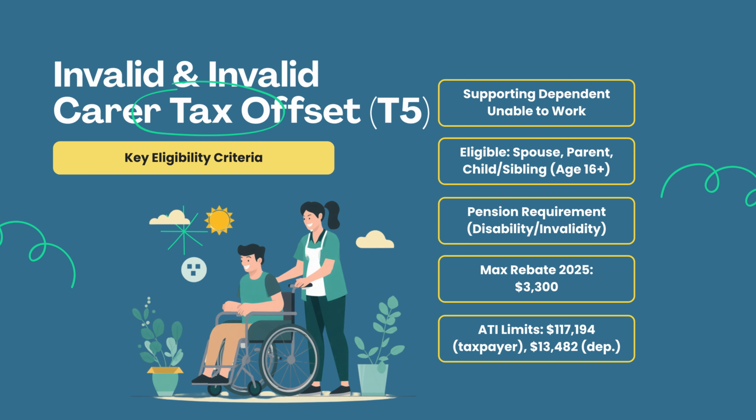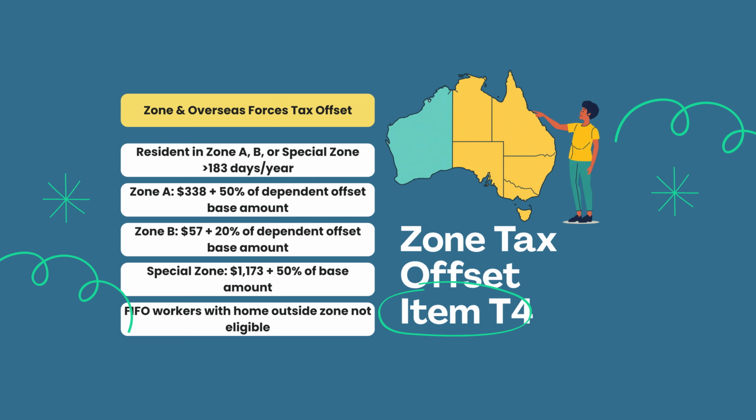Strict ATI limits apply here. The taxpayer's ATI cannot exceed $117,194, and the dependent's ATI cannot exceed $13,482. Furthermore, if the client or their spouse receives Family Tax Benefit Part B, they are locked out of claiming this offset for their spouse entirely.